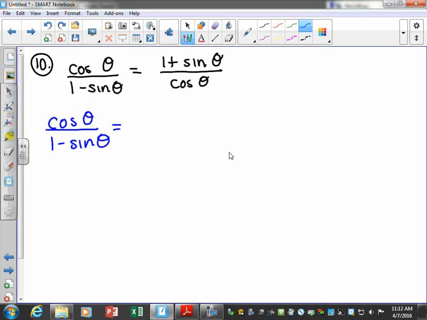If I compare it to the right side, one thing is going on. It's looking like a reciprocal has happened. Not only that, what about 1 minus sine of theta and 1 plus sine of theta? When we see that happen, that's our key indicator that we're going to multiply by the factor of 1 plus sine of theta in the numerator and the denominator.